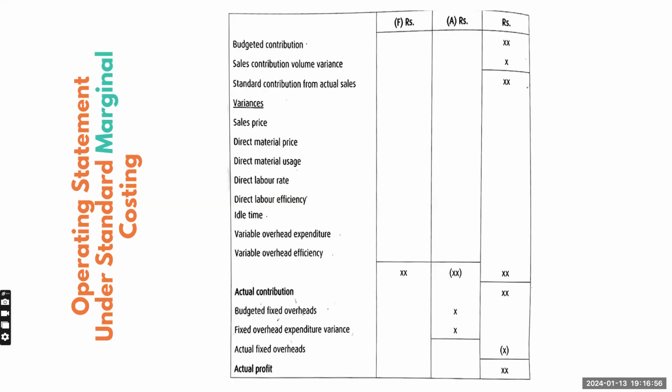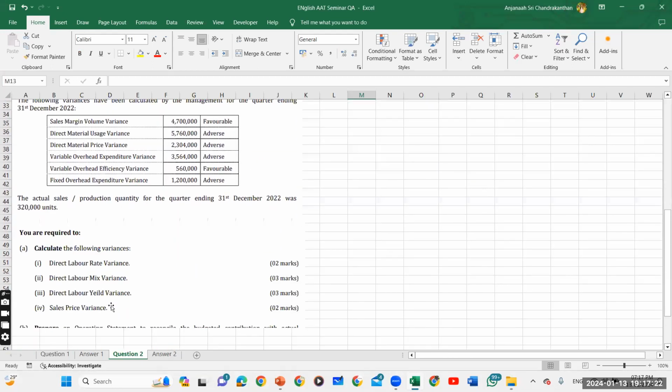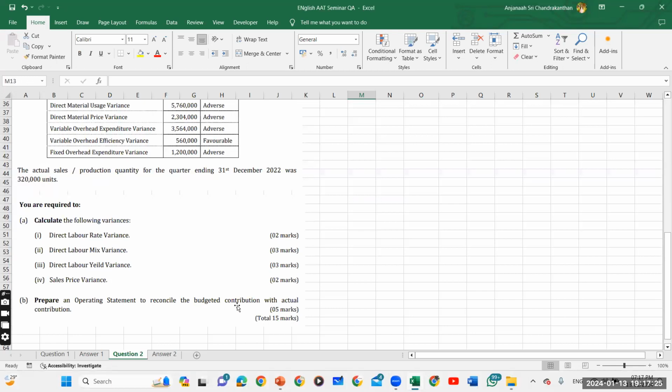Okay, if the sub variances are there, if you are putting the sub variances, you don't have to put the main item separately. Okay, you don't have to. And see, since we are taking contribution, you take the variable overheads first, and then taking the actual contribution you adjust the budgeted fixed overhead. So here in this question, they haven't put the fixed overhead computation. But why they haven't put it? Because in the question, they are asking, prepare an operating statement where you get from budgeted contribution to actual contribution. They are asking for part of the statement. So you don't have to put the fixed overhead variances itself. Okay. So you have to put the variances accordingly.